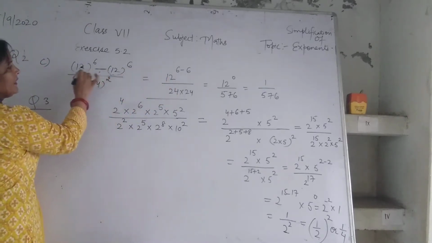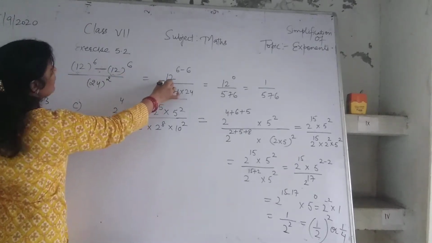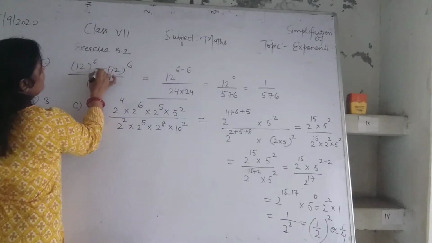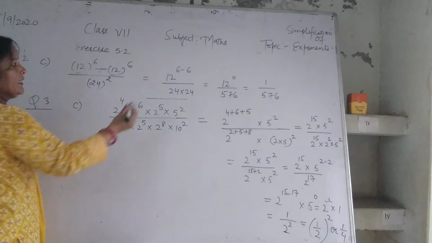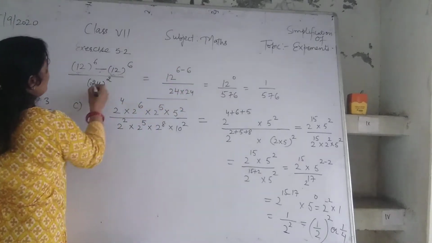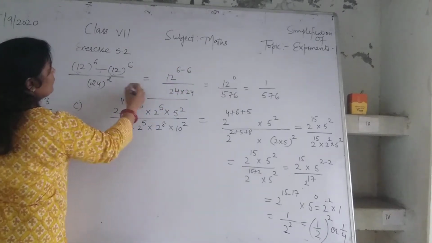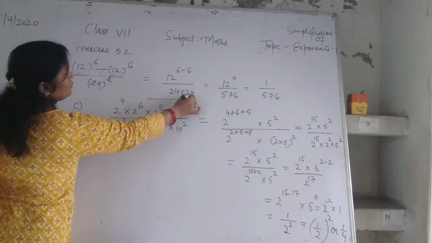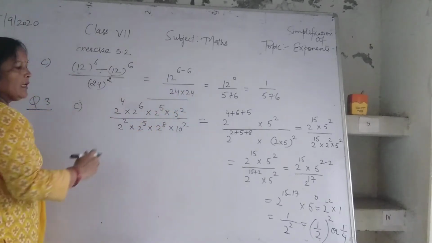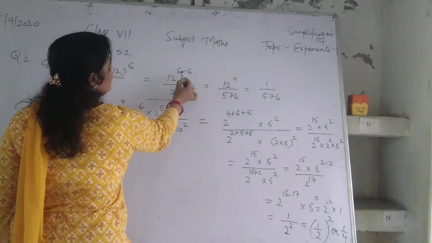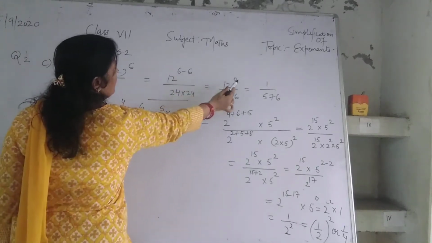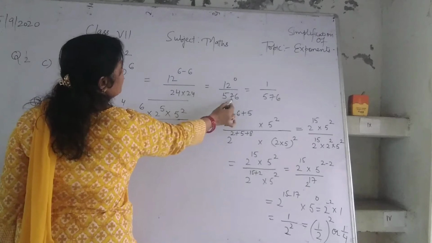We write the base same. It is 12 once, then the division sign is there. Then powers are subtracted, 6 minus 6, upon 24 square. 24 square means 24 into 24 will be written twice. Then 12 raised to power 0, since 6 minus 6 is 0, divided by 576.